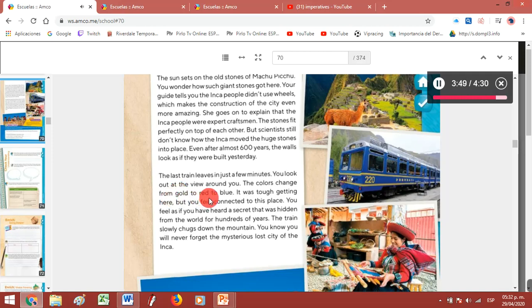You look out at the view around you. The colors change from gold to red to blue. It was tough getting here, but you feel connected to this place. You feel as if you have heard a secret that was hidden from the world for hundreds of years. The train slowly chugs down the mountain. You know you will never forget the mysterious lost city of the Inca.